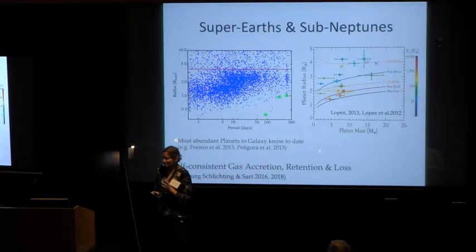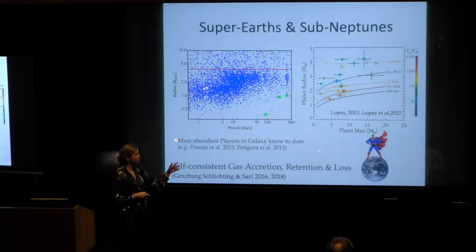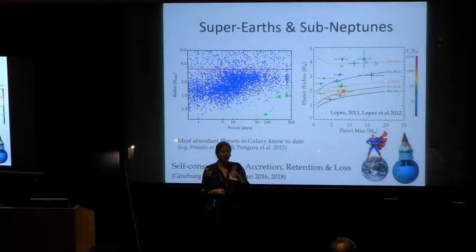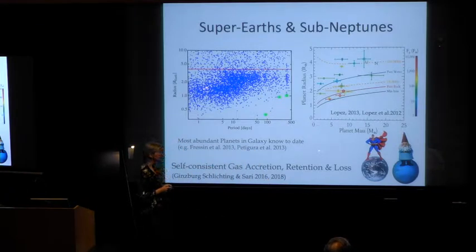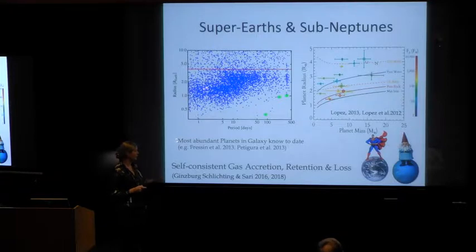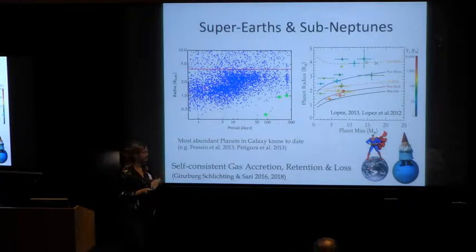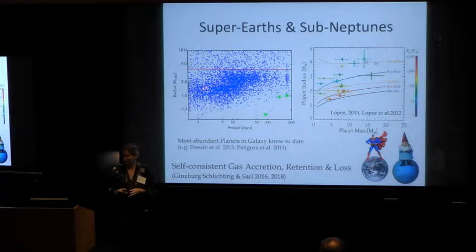So that got me thinking: how did you form these? Should we think of their formation as a scaled-up version of super-Earths? Or did they form more analogously to Uranus and Neptune and then maybe migrate inwards? Or is it something completely different? Today I would like to give you a brief overview of what we understood by treating self-consistently the gas accretion, retention, and loss for this population.